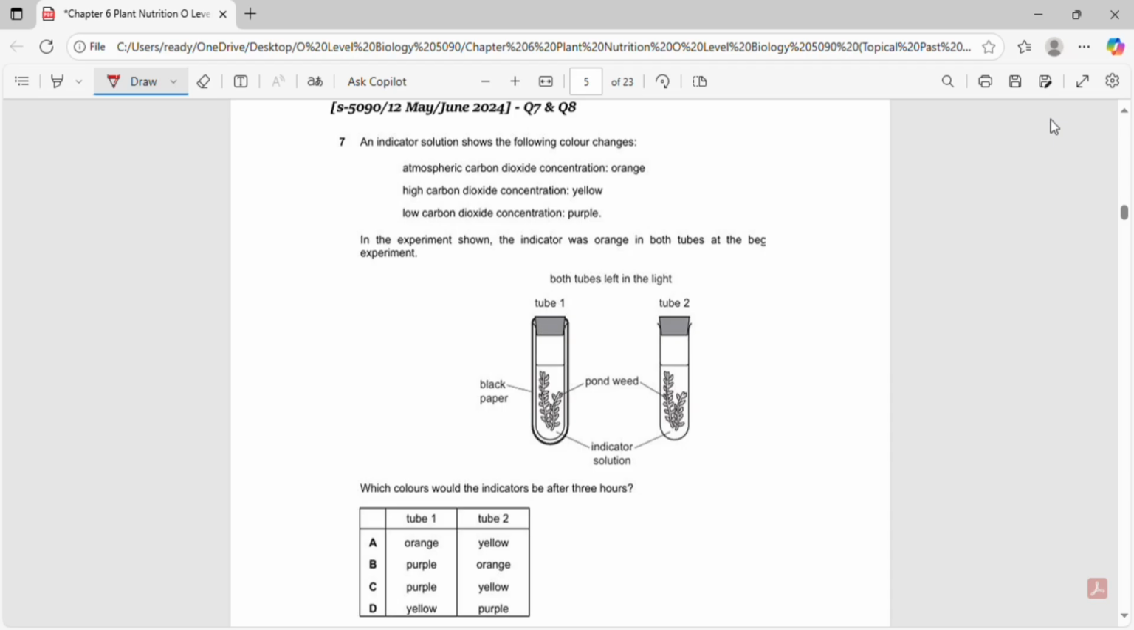So, to sum that up clearly, in tube 1, respiration increases the carbon dioxide concentration and the solution turns yellow. In tube 2, photosynthesis reduces the carbon dioxide concentration and the solution turns purple. That is exactly what option D shows, yellow for tube 1 and purple for tube 2, and that is why option D is the correct answer.